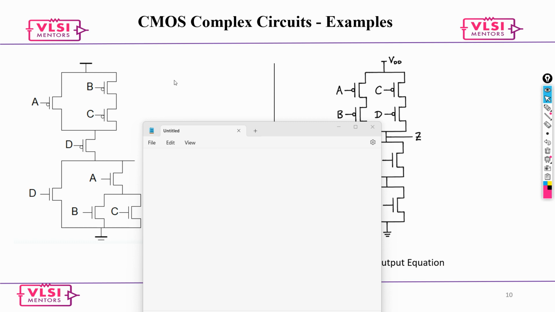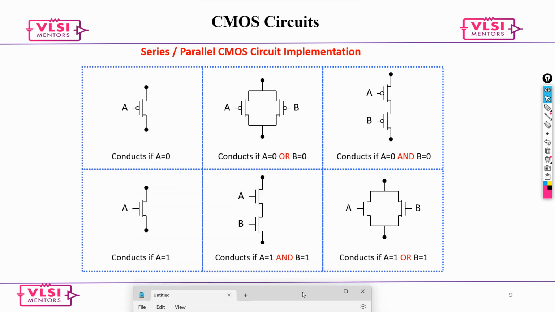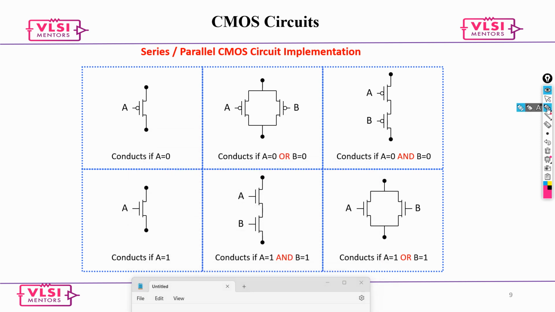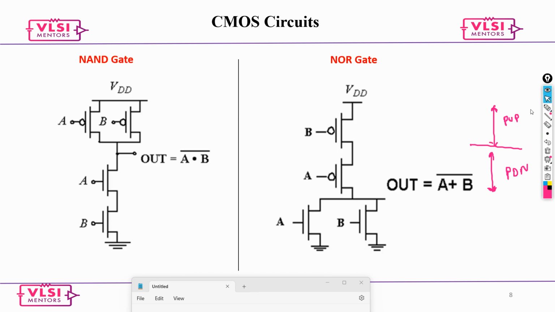Let me give you the trick. We know that there is something called the pull-up network and the pull-down network. The first thing is always to look at your pull-down network. Now let's go back to the previous slide and take a look at it. Say this is pull up and this is pull down.